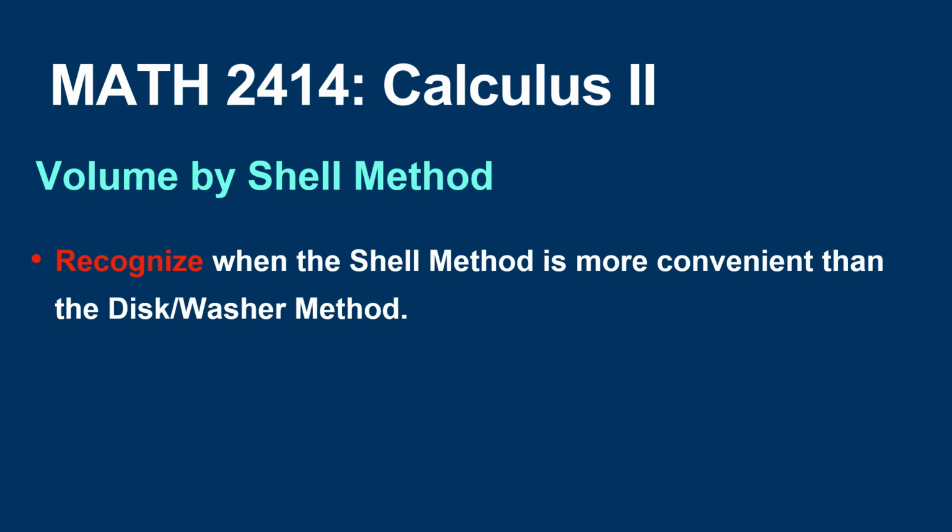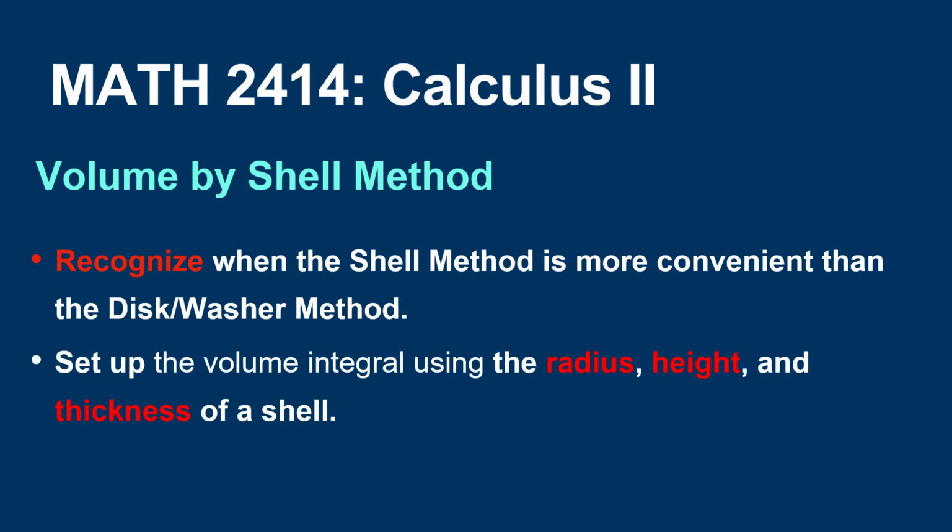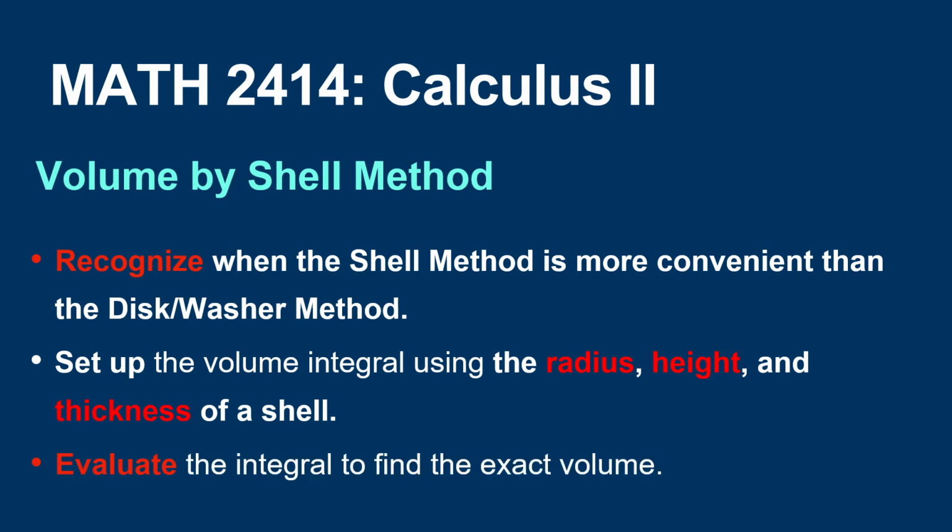What are we going to do today? First, we have to recognize when the shell method is more convenient than the disk and washer method. Second, set up the volume integral using the radius, height, and thickness of the shell. Third, evaluate the integral and find the exact volume, guys. That's what we're going to study in this session.